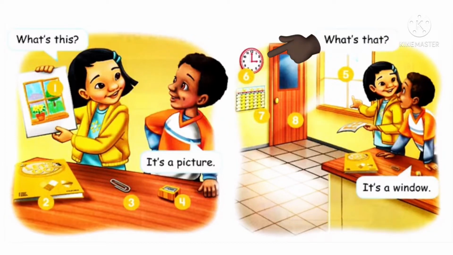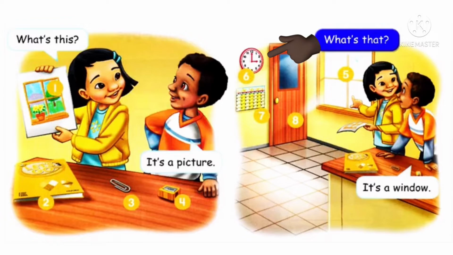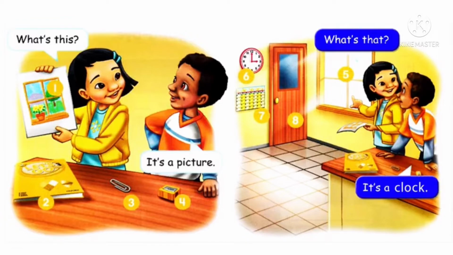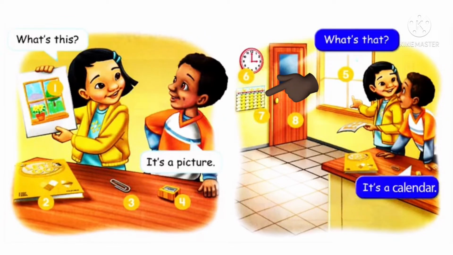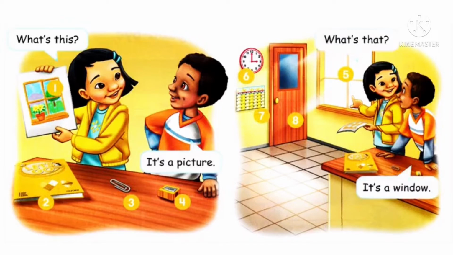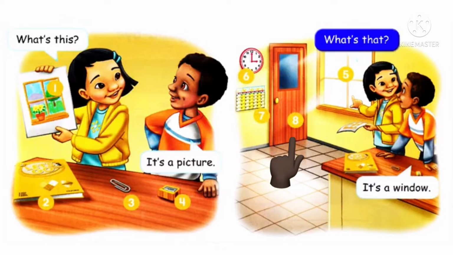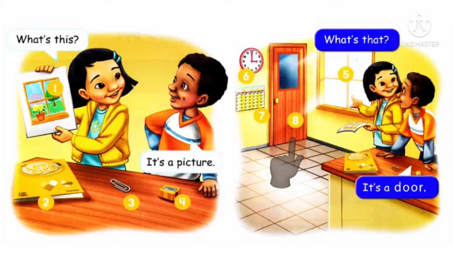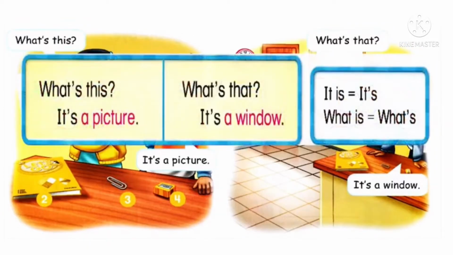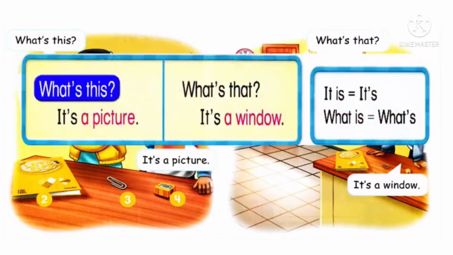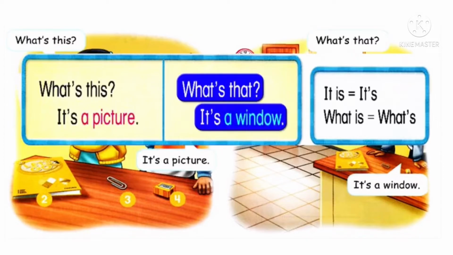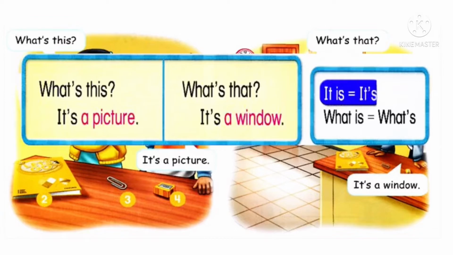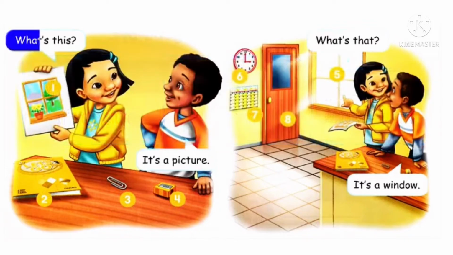Number six. What's that? It's a clock. Number seven. What's that? It's a calendar. Number eight. What's that? It's a door. What's this? It's a picture. What's that? It's a window. It is. It's. What is? What's? What's this?